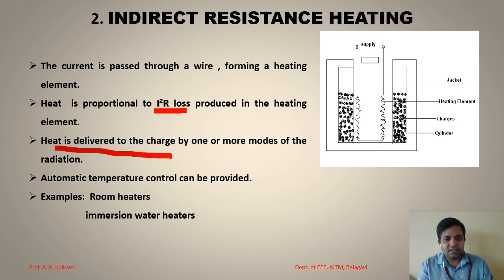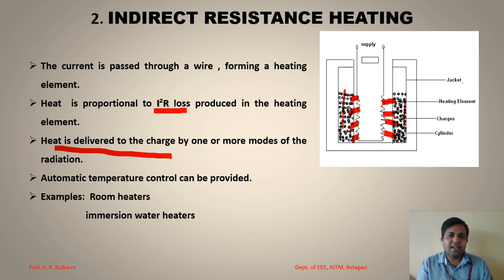The heat is delivered to the charge by one or more modes, such as radiation. Once the heat energy is produced by the heating element, we need to transfer that generated heat to these metals. Is it correct? So how are we going to transfer the heat generated from the heating element to these metal pieces? With the help of different modes, either convection or radiation. Here we are going to use the convection method of heat transfer to heat these metal pieces.